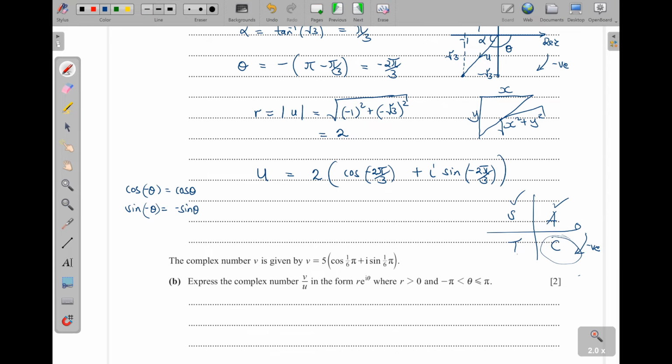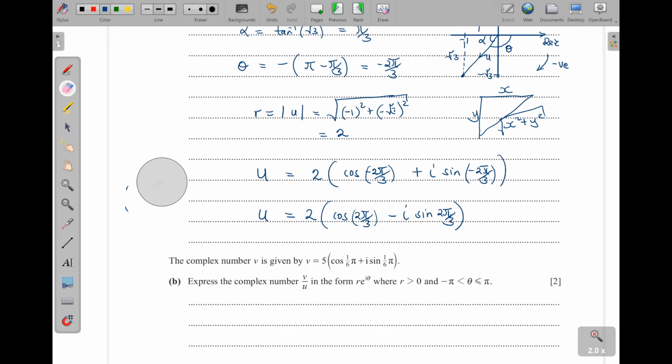So if you move negative, you are going to fall into the region where sine is negative. That's why sine of a negative angle is equal to negative sine of that angle. So alternatively, I can write my u as 2 cos(2π/3) minus i sin(2π/3). Whether you write your answer as the second one or as the first one, it is all the same.